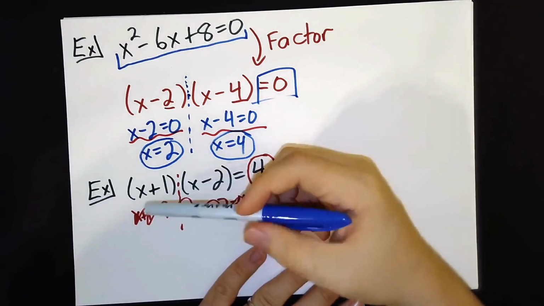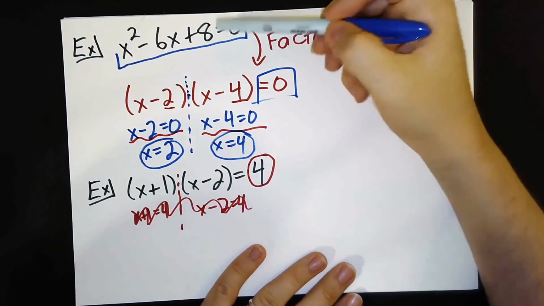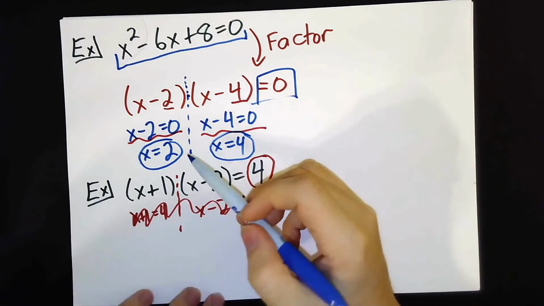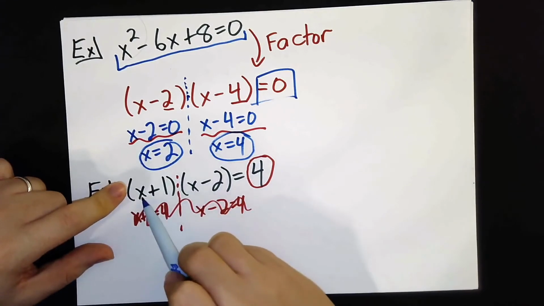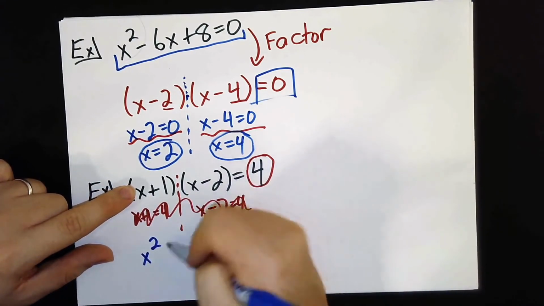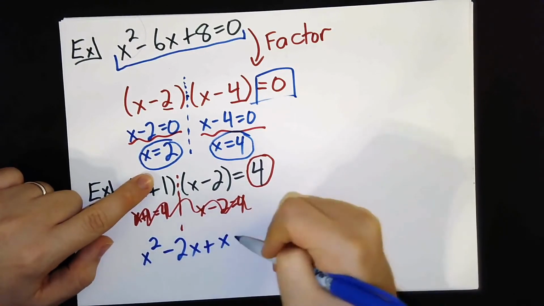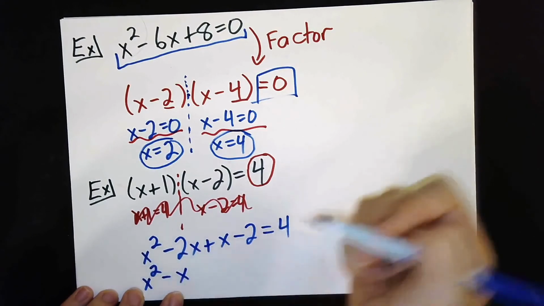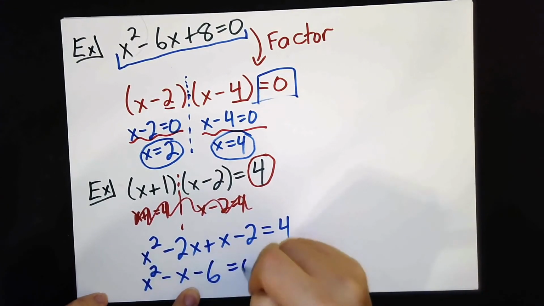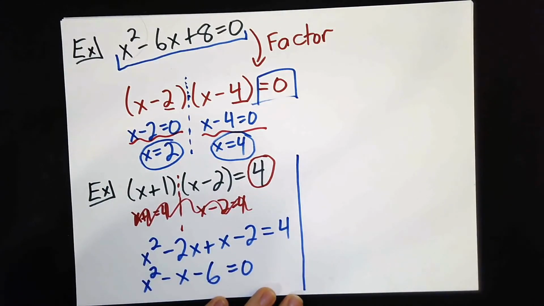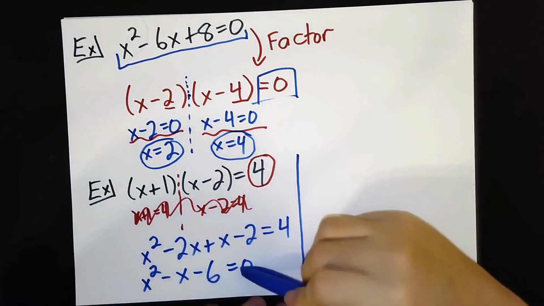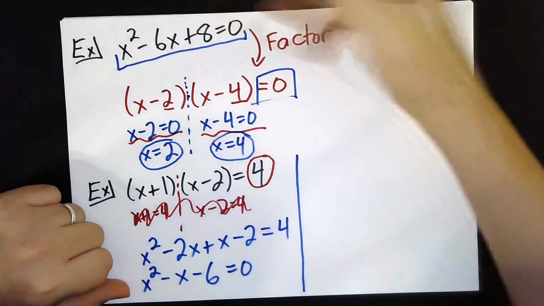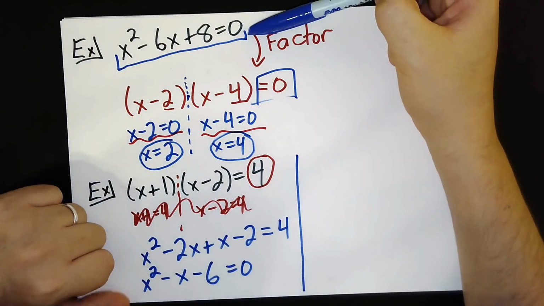So what do I have to do? I actually have to rewrite this whole equation into a quadratic that looks like the one we started with. So that is to say, before I can do anything, I really have to FOIL this out. So when I FOIL this out, I'm going to get x squared minus 2x plus x minus 2 equals 4. So that's going to be x squared minus x minus 6 equals 0. So here's the point. I've rewritten this original equation so that it looks like some quadratic equals 0. And so now this question looks an awful lot like our question up here.